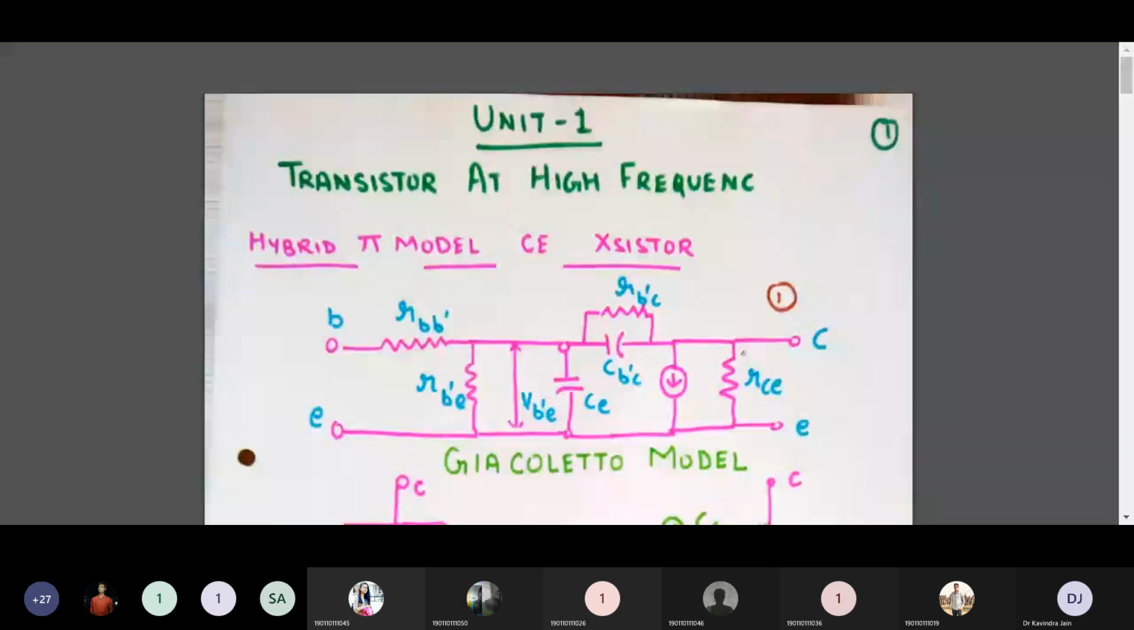Students, I hope my screen is visible to you. The screen represents the hybrid pi model of CE transistor. Kindly mark it as figure number 1. It is also known as the Giacoletto model. Please note down each and every abbreviation as written.